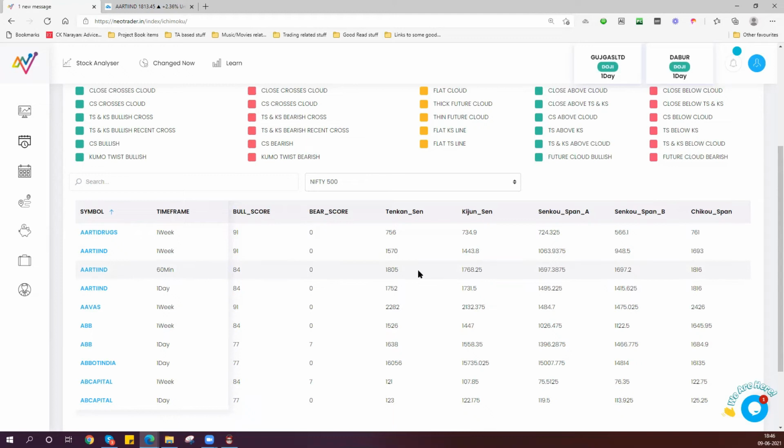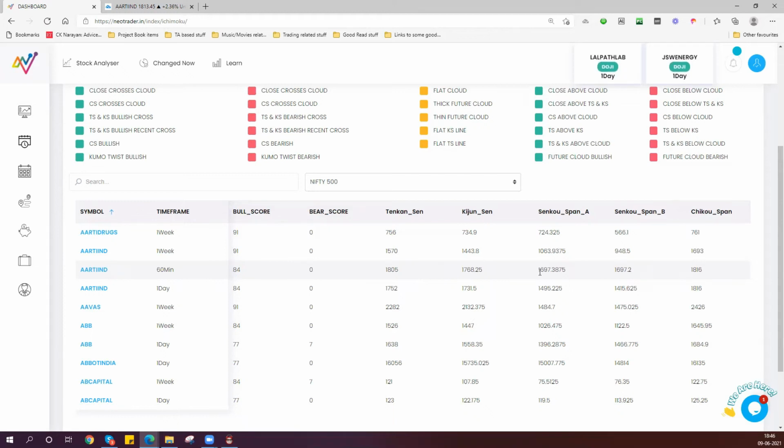1816 is the current price, the Chikou Span price, which is actually the current close. So you've got 1805, 1768, 1752, 1731, 1697. So many places where you can set your next buying point and your stop losses, etc.